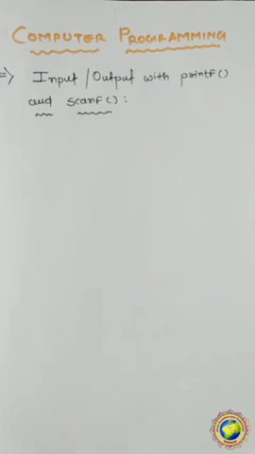In the previous lecture we learned about precedency and associativity. Precedency is the importance given to the operators during the execution of the mathematical expression. That we learned in the previous lecture. And today we are going to learn about the input output statement with printf and scanf.